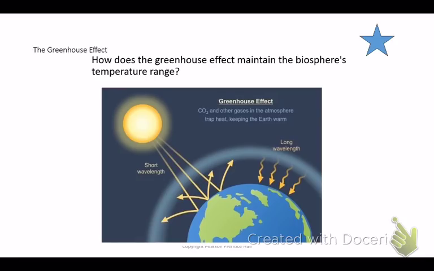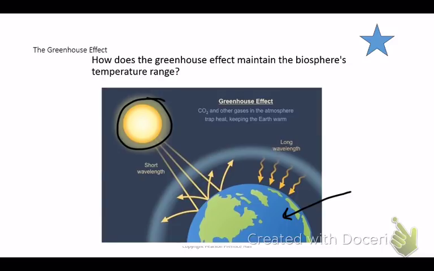All right, you do want to write down this question. The question is very important, and this will be asked of you on your test. How does the greenhouse effect maintain the biosphere's temperature range? So if we look at this picture, you can actually see very clearly how the greenhouse effect works. So we obviously have the Earth right here, and we have the sun right here.